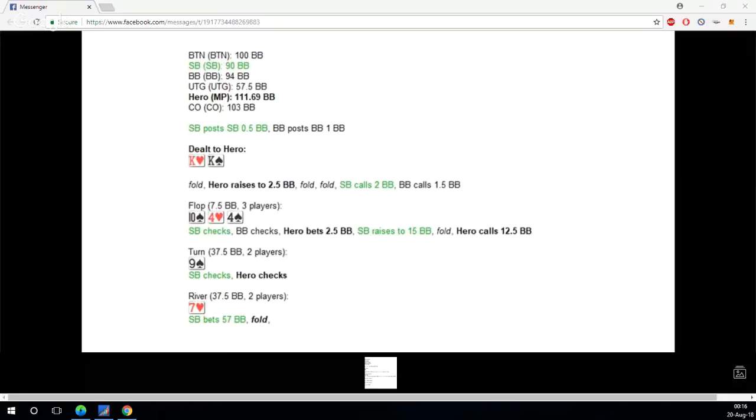Who checks back the river? If you quarter pot the turn to check back the river, you're just always going to lose when he has a 4 or like a small flush that doesn't want to go for 3 or something weird.